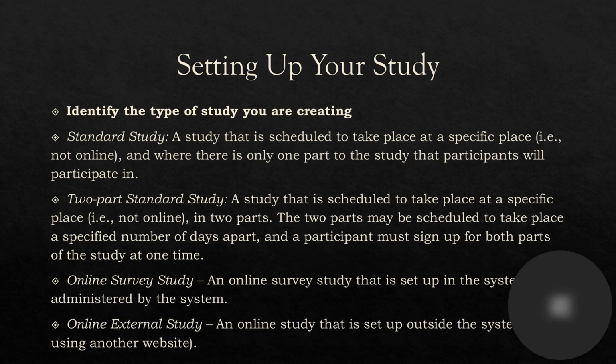The next type is an online survey study. This is basically just self-explanatory, an online survey that's set up in the system and administered by SONA. An online external study is an online study that is set up outside the system. So basically this is a survey that you may have designed that is not using the SONA system and you're just simply linking it to SONA to allow people to sign up.